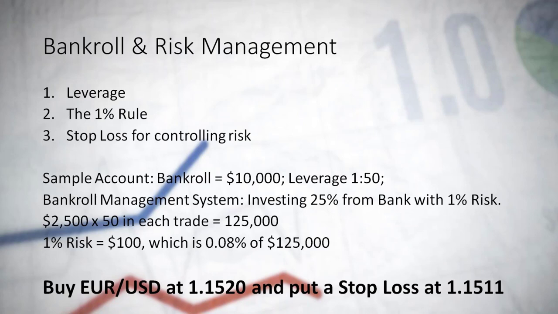If the broker is offering you 1 to 50 leverage, this means that the broker is willing to multiply your investment by 50. So if you're willing to invest $1,000 in a single trade, your broker will multiply this amount by 50, giving you a buying power of $50,000.